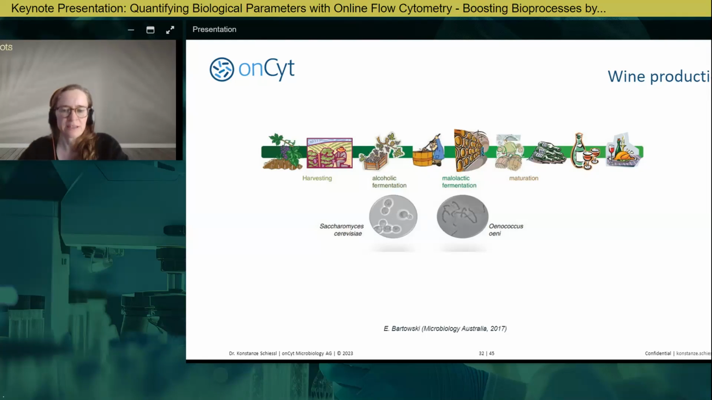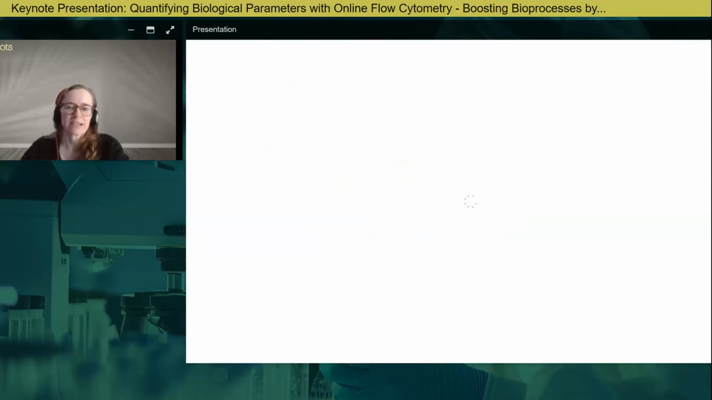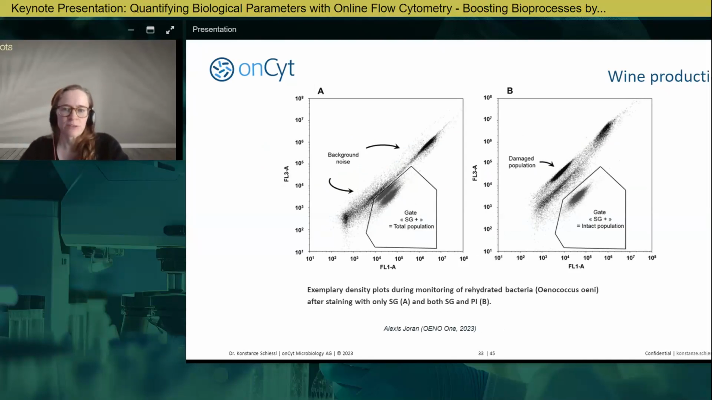You first need the yeast, and then you need the microbes, and you need the right kind of both of them. And we used online flow cytometry to follow this up. So here we look at the bacteria, the Oenococci, and we use the staining for total and intact that I showed before. So these cells, you get these packages from manufacturers, and then you put them in your process, and they get rehydrated. And we wanted to know how this changes over time once they start to rehydrate. And we were able to quantify the total and then the damaged population.